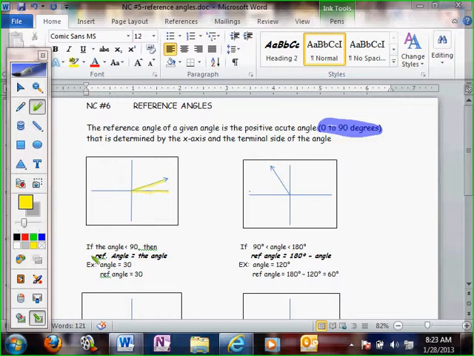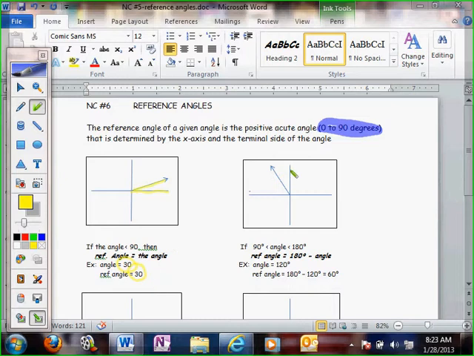Well, this angle, it says right here, if the angle is less than 90 degrees, then the reference angle is equal to the angle. So if this angle is 30 degrees, then the reference angle is 30 degrees. Okay? So that's pretty straightforward. If the angle is already acute, then it is its own reference angle.